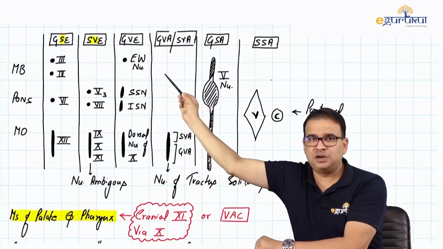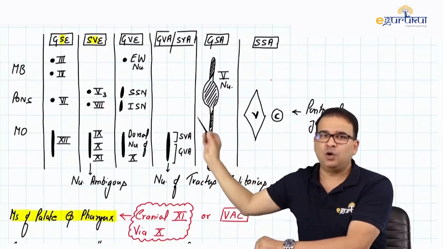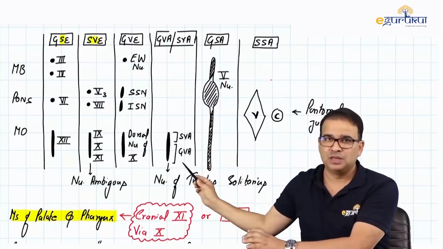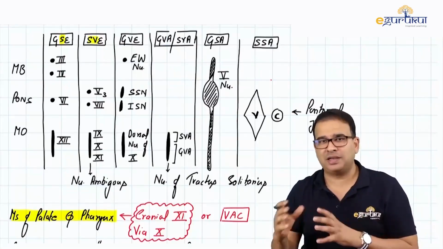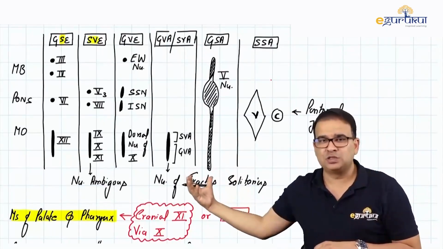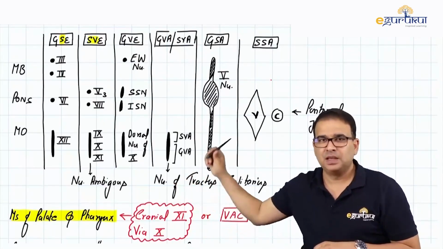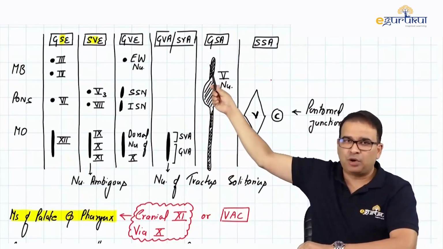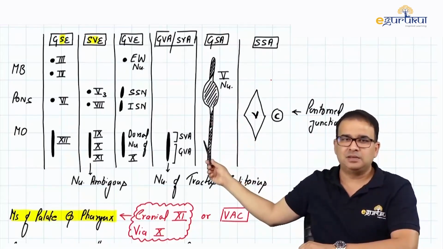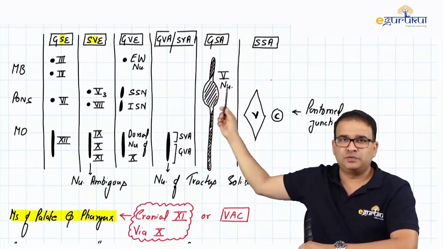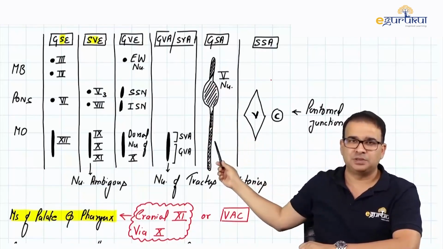GVA and SVA, general visceral afferent and special visceral afferent: only one nucleus does both functions. So all the visceral information, whether a general sensation or a taste sensation, goes into the nucleus of tractus solitarius. GSA, probably the most important, has three parts: mesencephalic, principal sensory, and spinal. For proprioception, for touch and pressure, for pain and temperature.